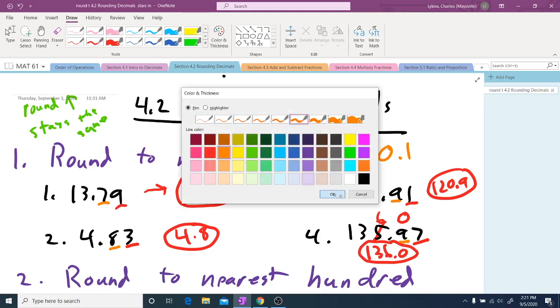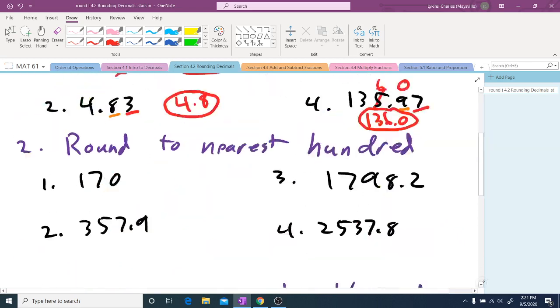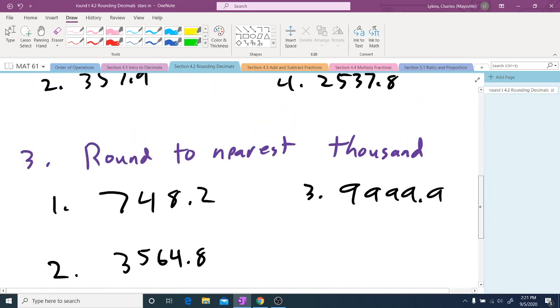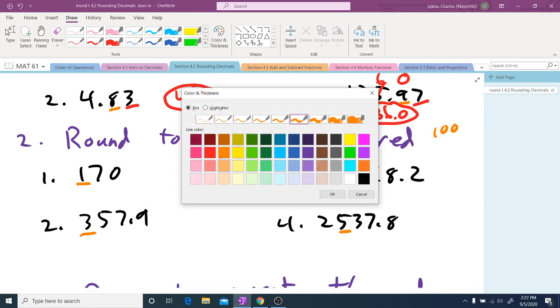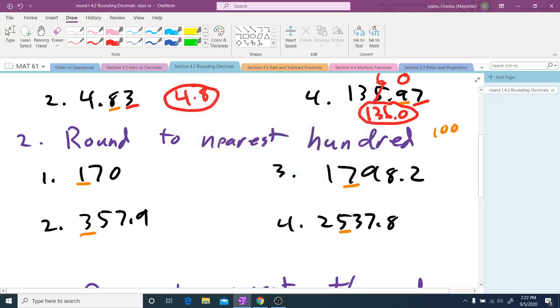Okay, the key to this is understanding the placement. Our next set is going to round to the nearest 100, which is the 100 spot. So I'm going to underline each of the 100 spots. What does the first one do? Well, the 7 makes that 1 go to a 2. Now everything behind it turns into a 0. I'm just crossing it out.